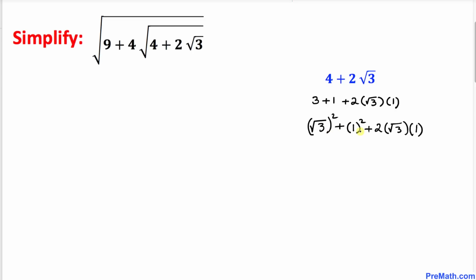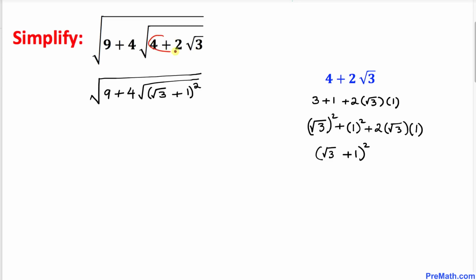Now we can see that this represents a perfect square. So therefore we are going to apply this formula, a plus b squared. If we apply this formula, this could be written as square root of 3 plus 1, whole squared. So therefore I can replace this part by this one, and the rest is the same.